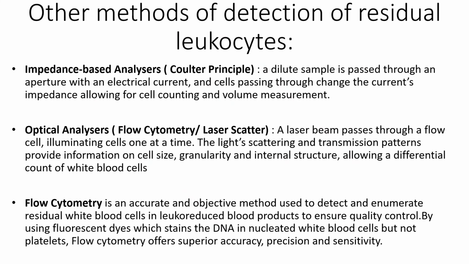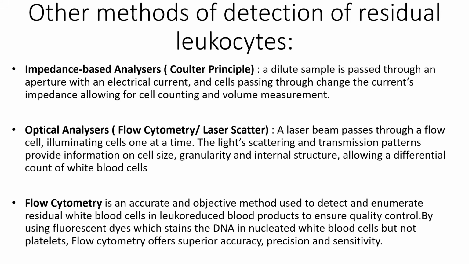Thank you for the question, ma'am. Other methods of detection of residual leukocytes are impedance based analyzers, Coulter principle. A dilute sample is passed through an aperture with an electrical current and cells passing through change the current's impedance, allowing for cell counting and volume measurement.